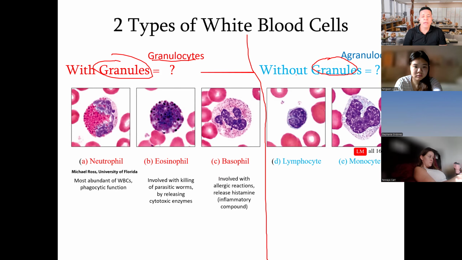Then third, we have the basophils. And the basophils are involved with allergic reaction. And they are the ones that release histamine when you have an allergic reaction.